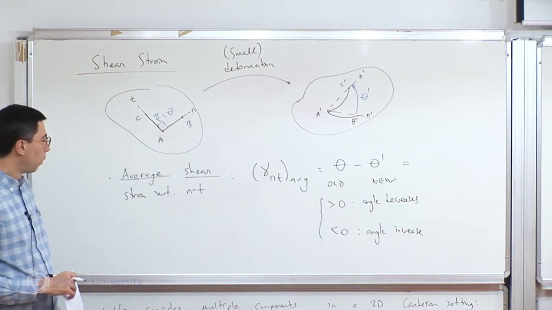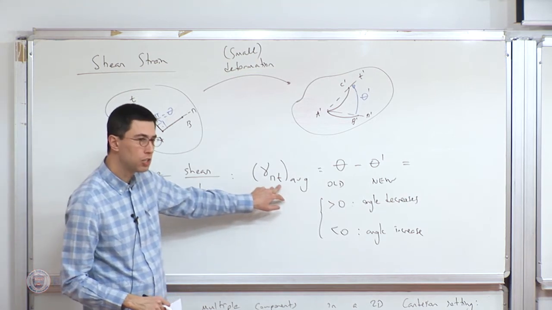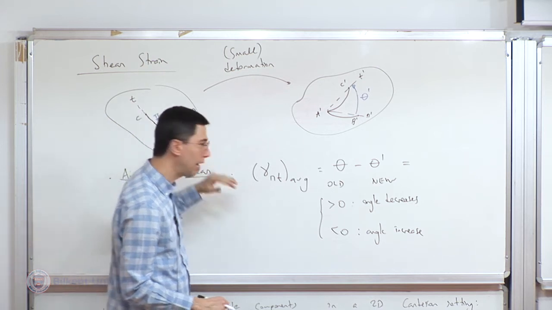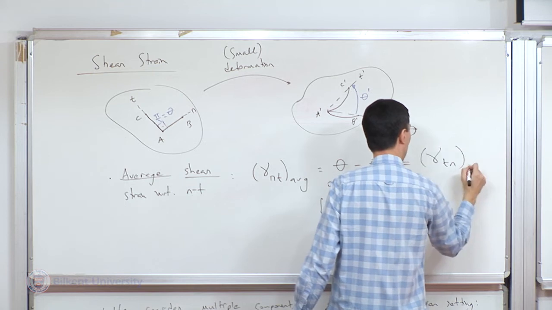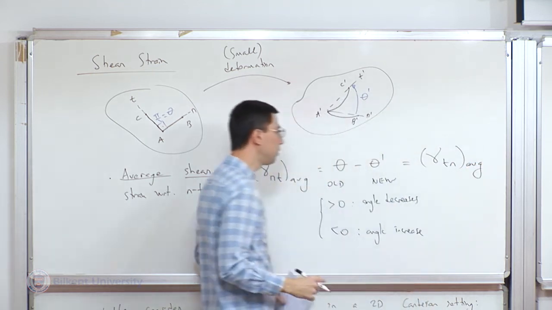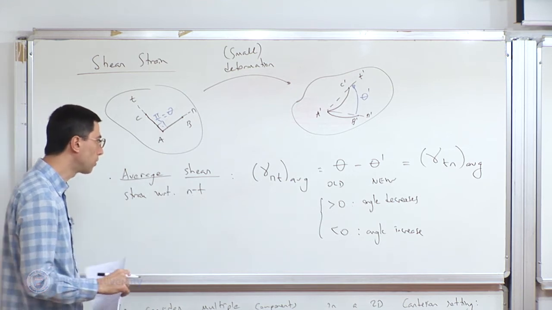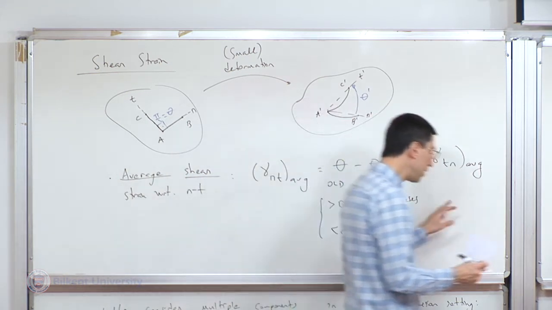And also, we recall that when I write gamma N T, the purpose of N and T is just to indicate this particular pair of directions. The order in which I write them has absolutely no effect on the result. So I might as well have written, instead of gamma NT, gamma TN. The order of the indices does not matter. OK, so now that's the average value.